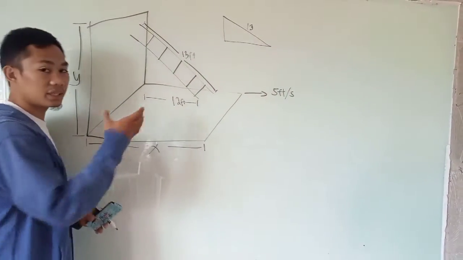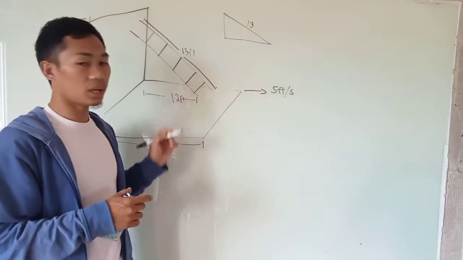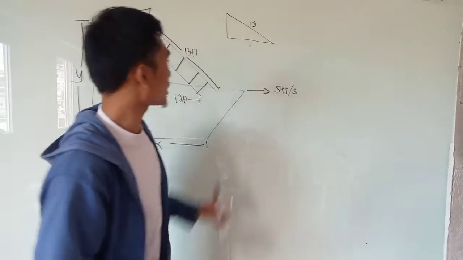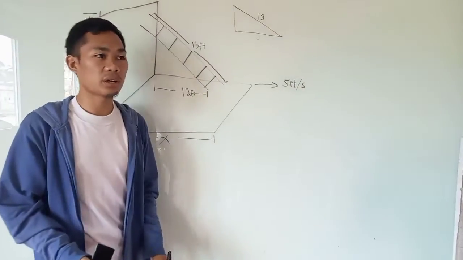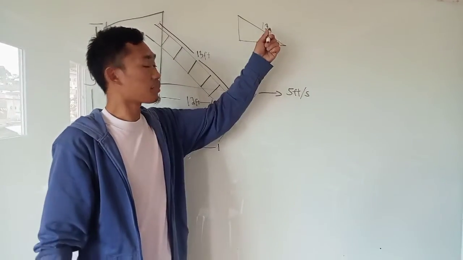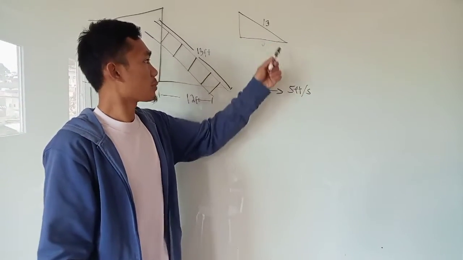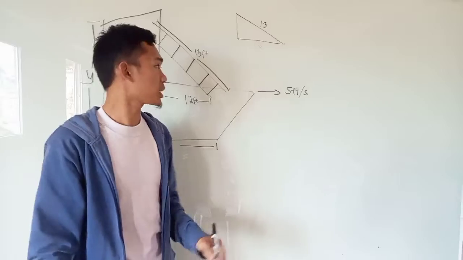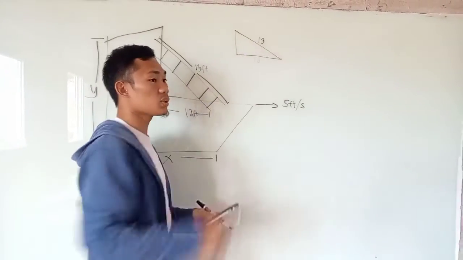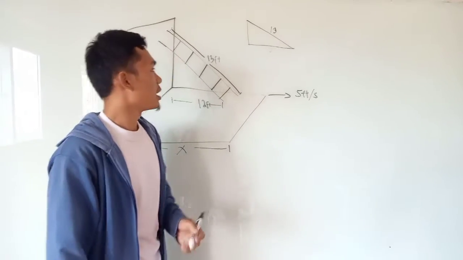13. And also the distance of the base of the ladder from the wall is 12 feet, which serves as our adjacent. So we have to recall our knowledge in trigonometry. This is the adjacent, this is the hypotenuse, and this is the opposite. The opposite is always opposite of our angle. That is why it is called the opposite. The hypotenuse is opposite of the right angle, which is the 90 degrees.